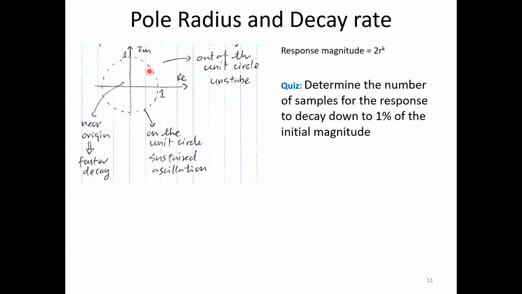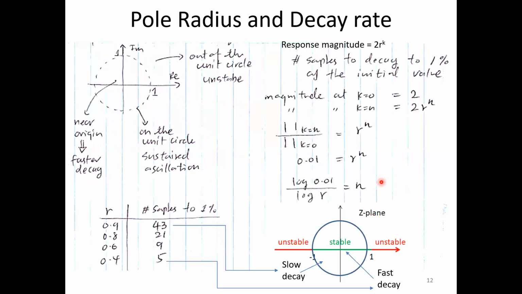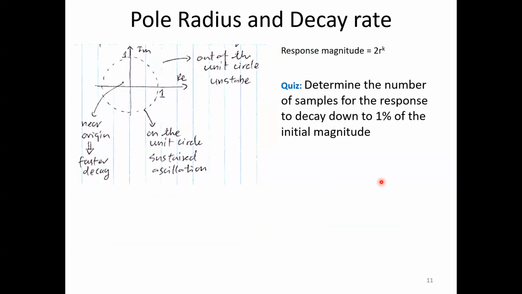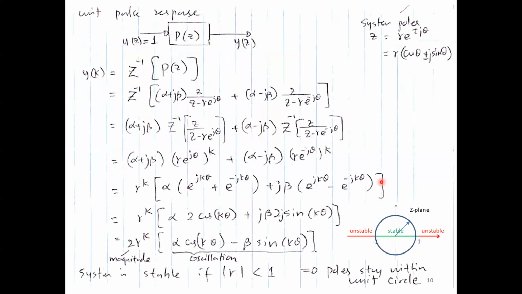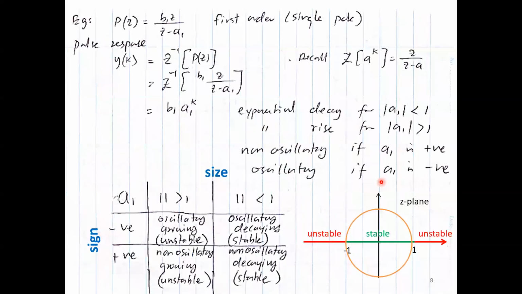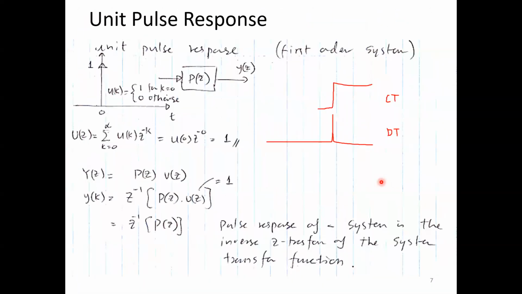So if we pedal back to something we have already derived, where is that?